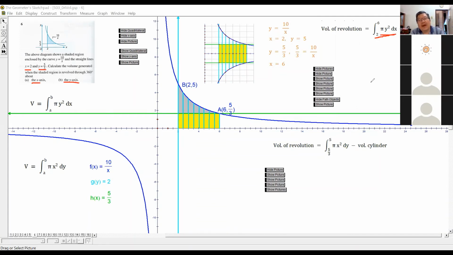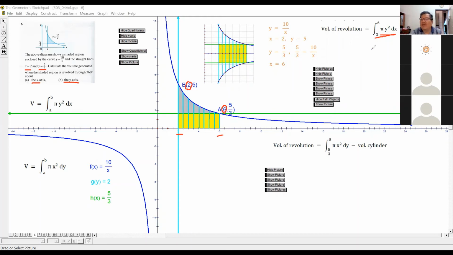But from where to where? You see the blue color, the lower limit is 2 and the upper limit is 6. From the coordinates also I can find. X equals 2, x equals 6. Then how about the cylinder, which is the yellow color one?